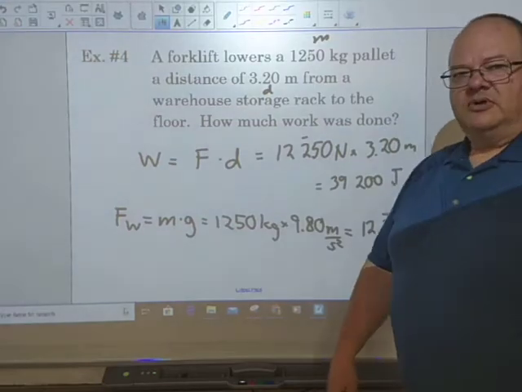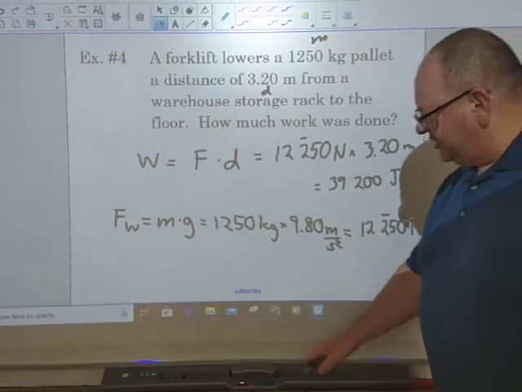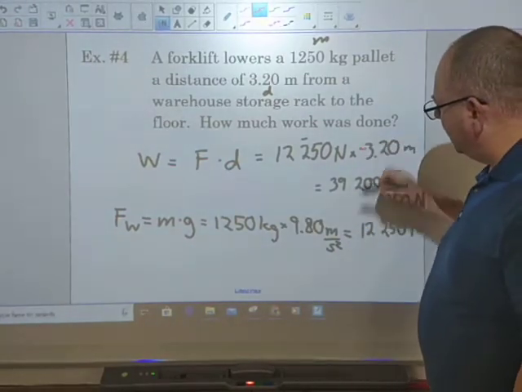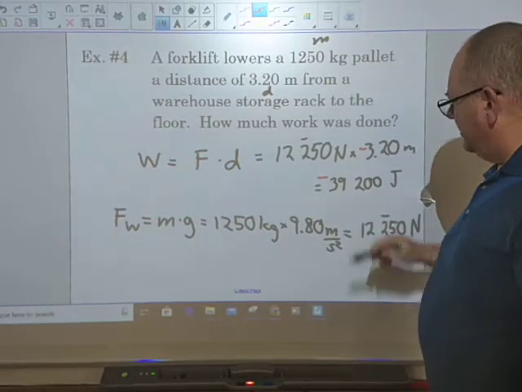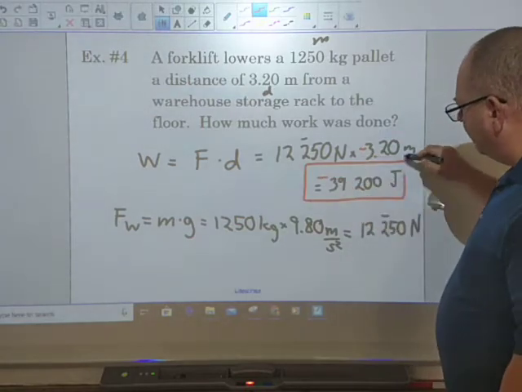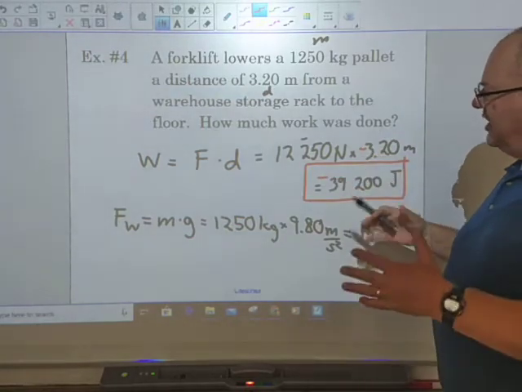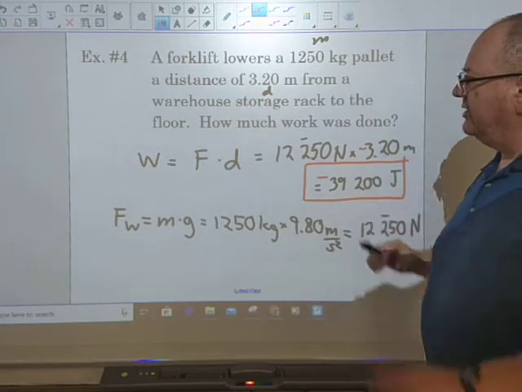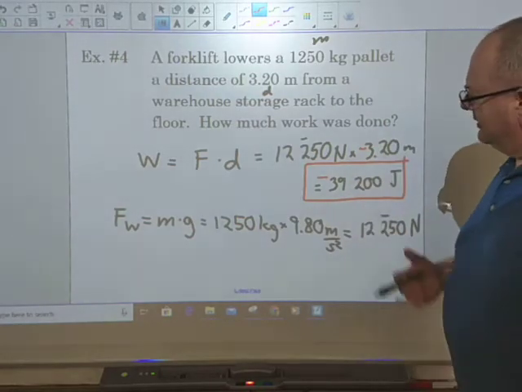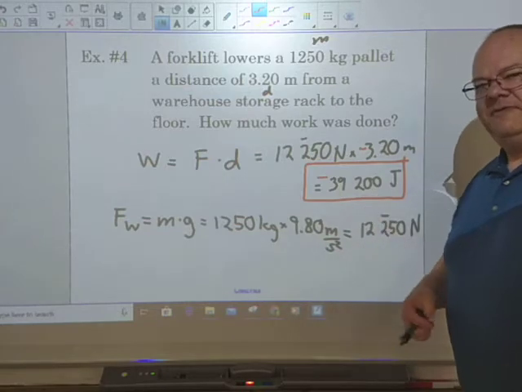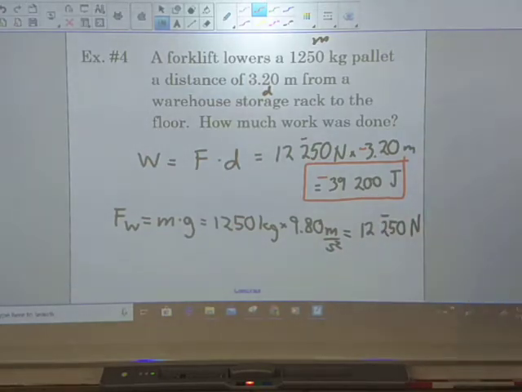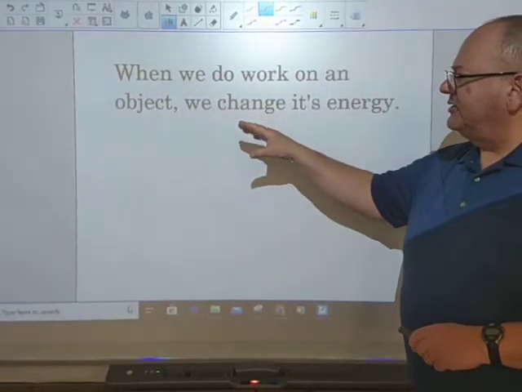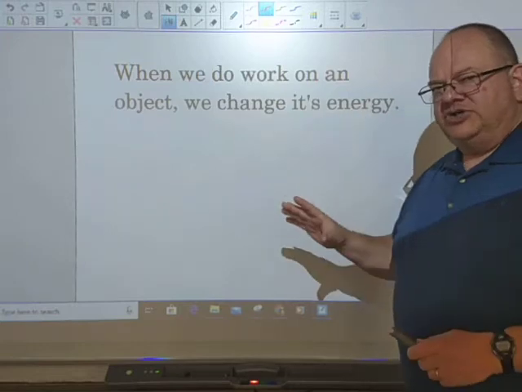So the force and the displacement are in opposite directions of each other. So one of those has to be a negative. And I would say the displacement is downward, so the displacement has to be a negative. So our work in this case has to be a negative. The forklift did negative 39,200 joules of work on this crate. What is that negative? What does that mean for us? See, when we do work on an object, we change the object's energy.